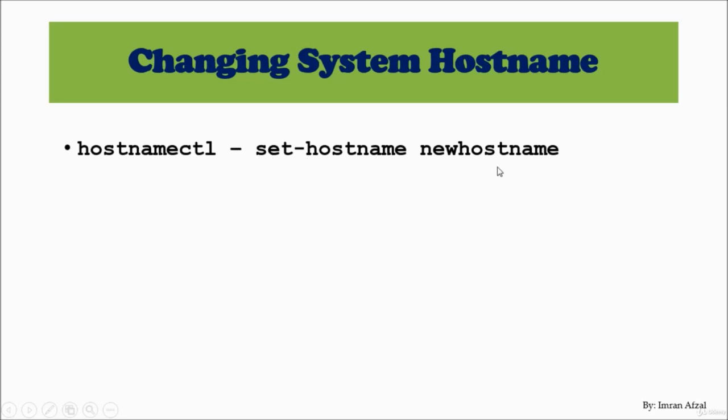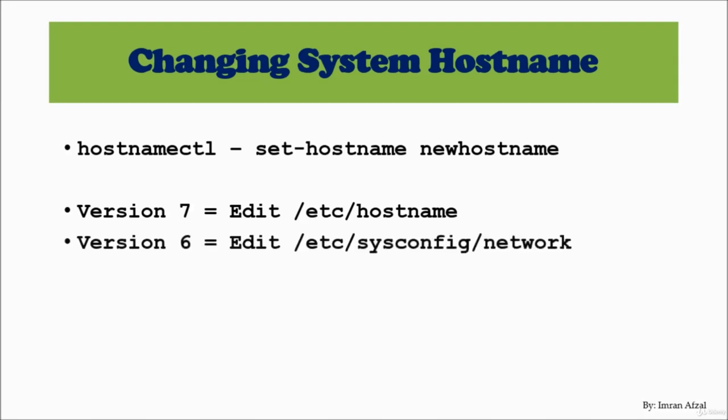The file that is used to save the new hostname in the Linux 7 OS version is /etc/hostname. In the older version of Linux, version 6, the configuration file for hostname was /etc/sysconfig/network.